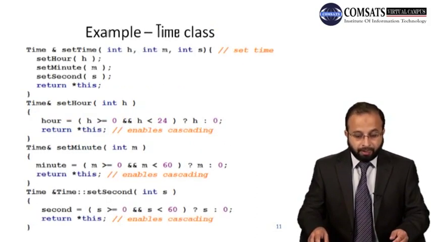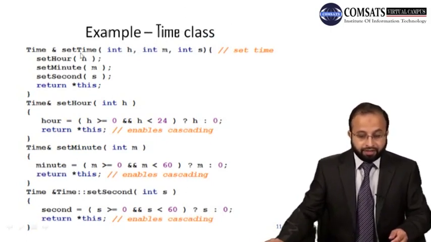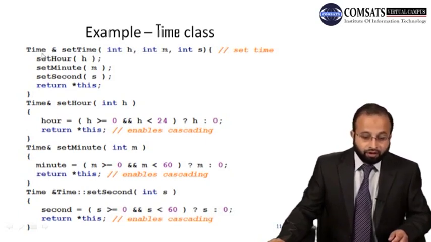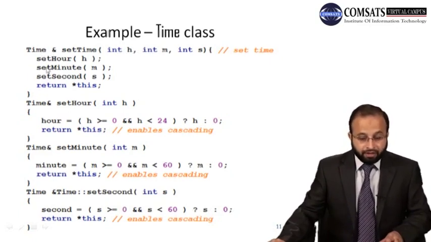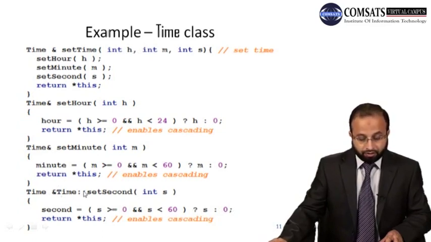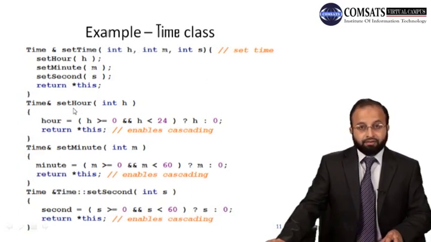So this is a time class. We have a set time function. Now the return type of this function is a reference of an object of class time, right? So set hour also returns a reference of an object of time class, and set minute and set second also return the reference of the object of time class. Now here just ignore this scope resolution operator and time, right? So what happens when the set hour function is called?